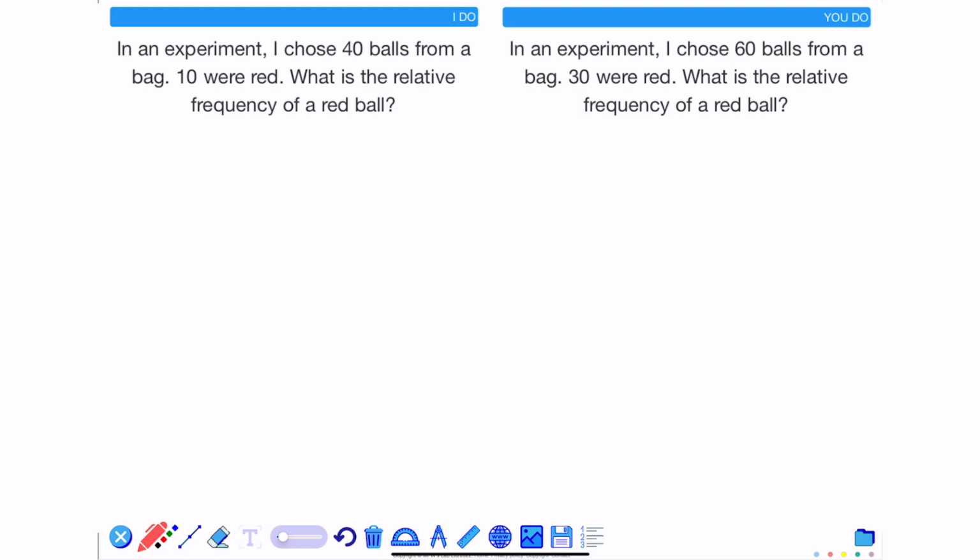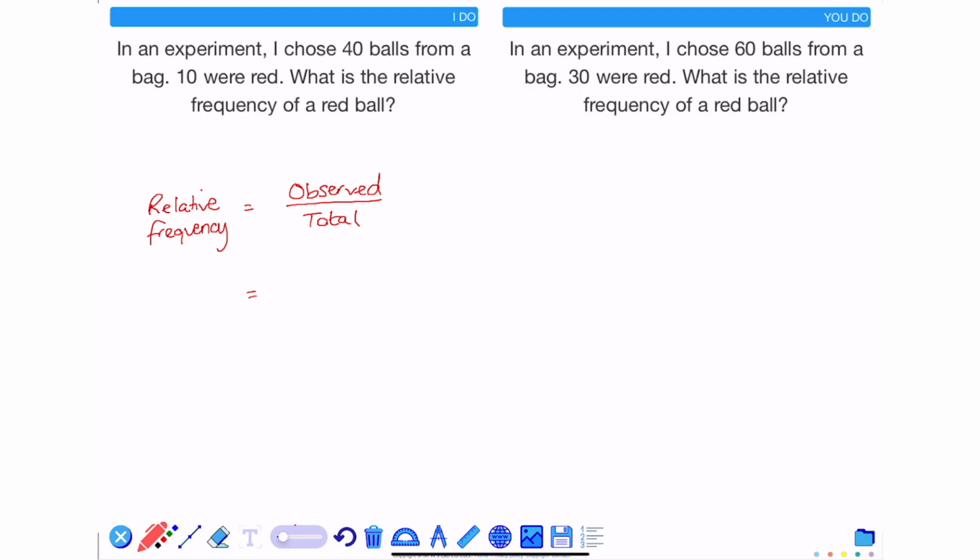Relative frequency is the observed chance of getting something. Essentially, it's a probability. So to calculate a relative frequency, we divide the observed number of occurrences of something happening, in other words, in this case, getting a red, over the total possible number of outcomes.